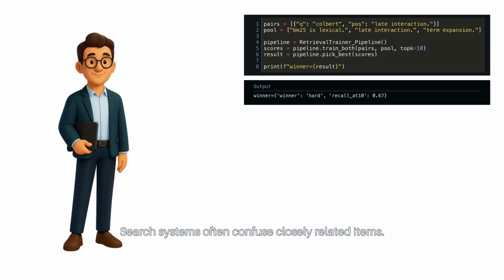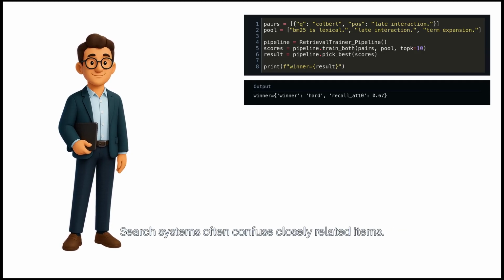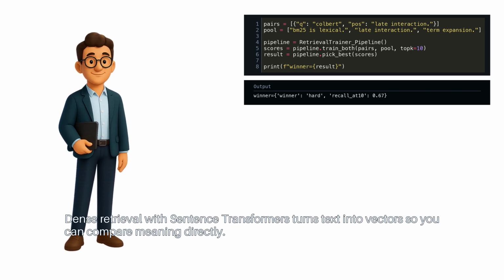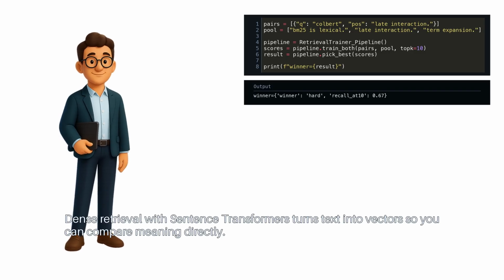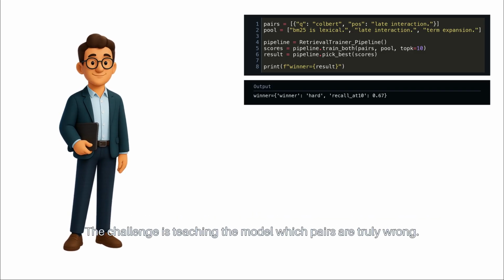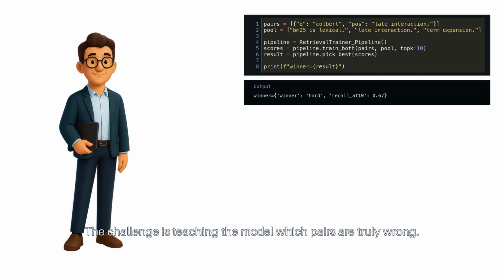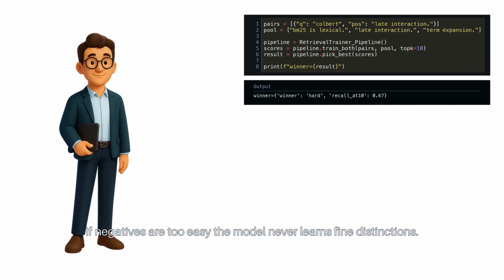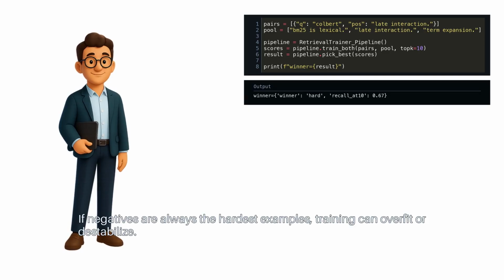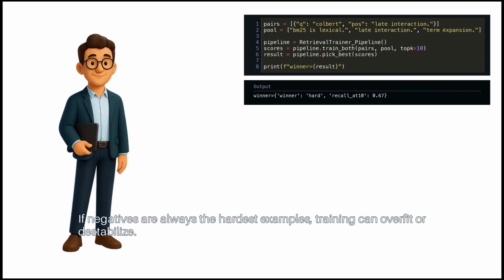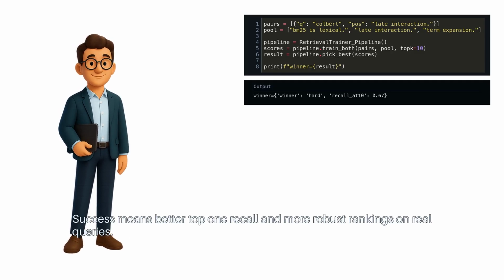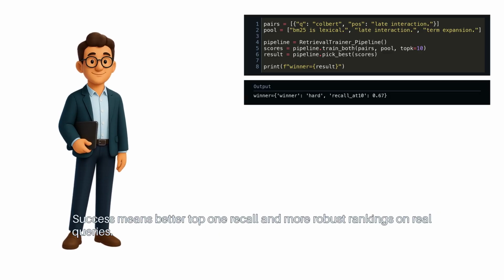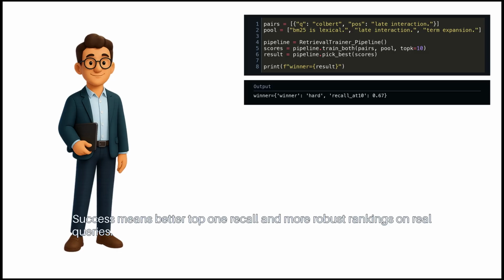Search systems often confuse closely related items. Dense retrieval with sentence transformers turns text into vectors, so you can compare meaning directly. The challenge is teaching the model which pairs are truly wrong. If negatives are too easy, the model never learns fine distinctions. If negatives are always the hardest examples, training can overfit or destabilize. Success means better top 1 recall and more robust rankings on real queries.